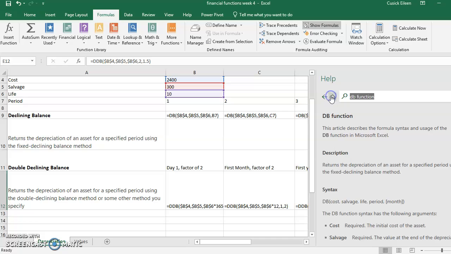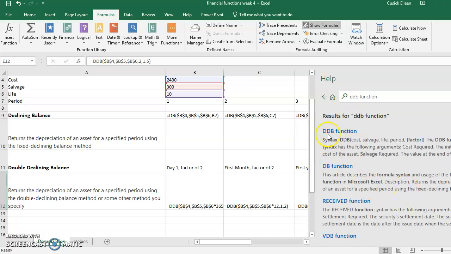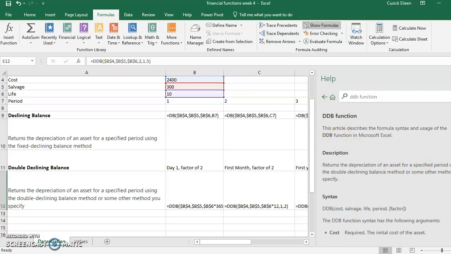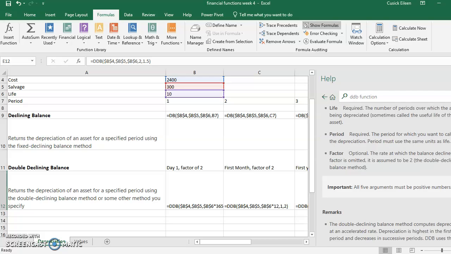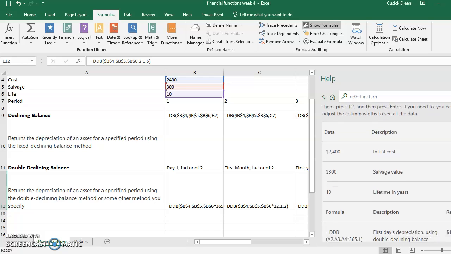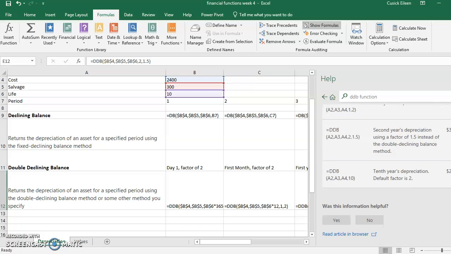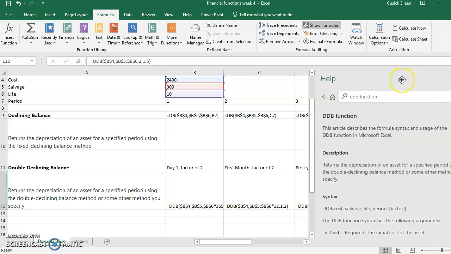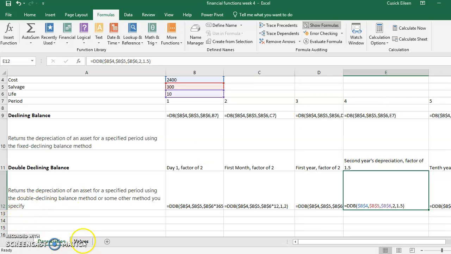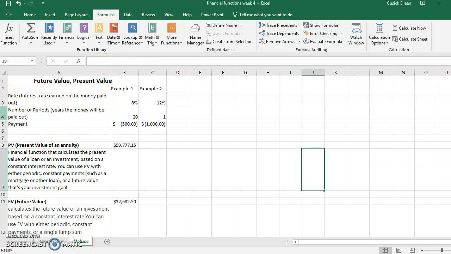Now if I wanted, instead of declining balance, to look at the DDB function, I have results for that. If I click into here, again, I have some possibilities as to what I want to do. It's nice because I get examples. So it's really nice that you have that ability. When I'm done, I can just X out of the help facility. Okay, so let's now take a look at present value and future value.